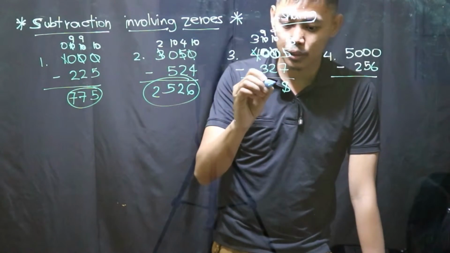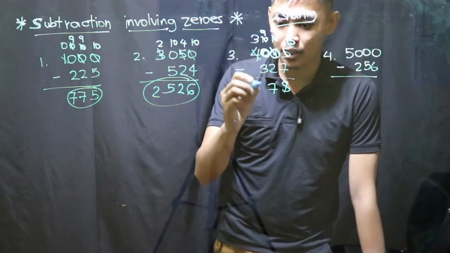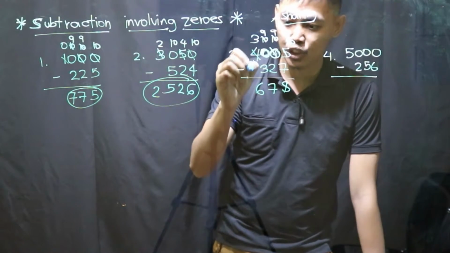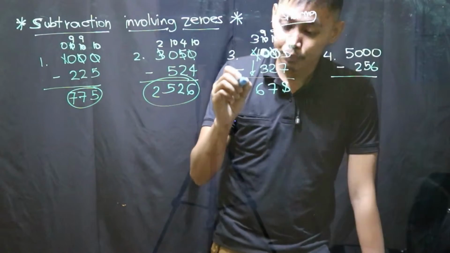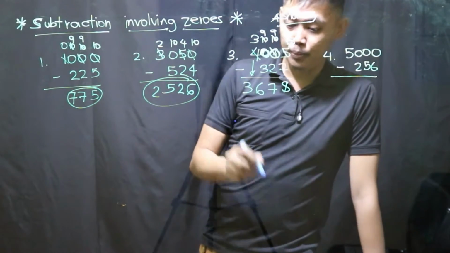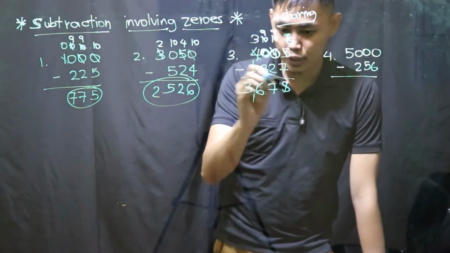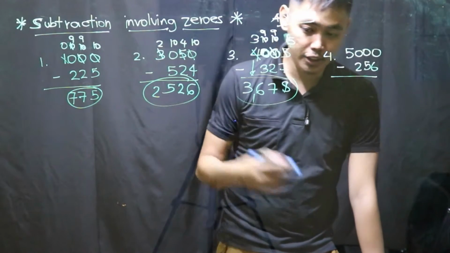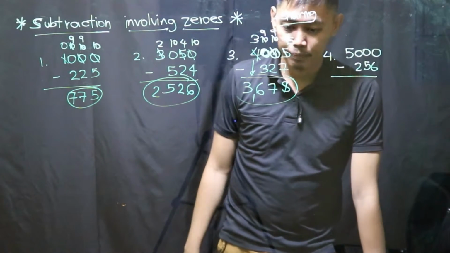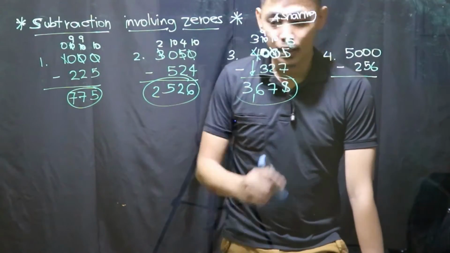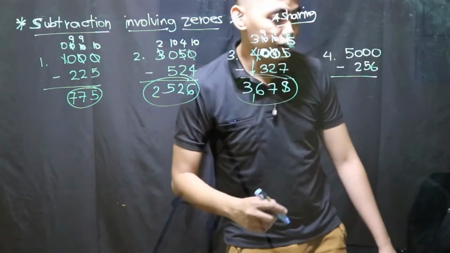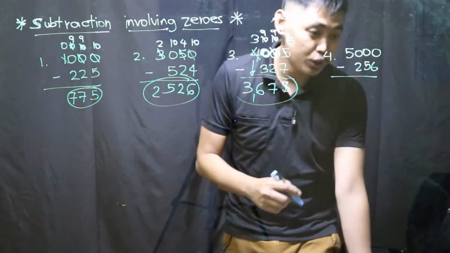9 minus 2, this would be 7. 9 minus 3, this would be 6. And then since 3 does not have a partner, we can bring it down. Our answer is 3,678. Is that clear, guys? I hope so. Last number, 5,000 minus 256.